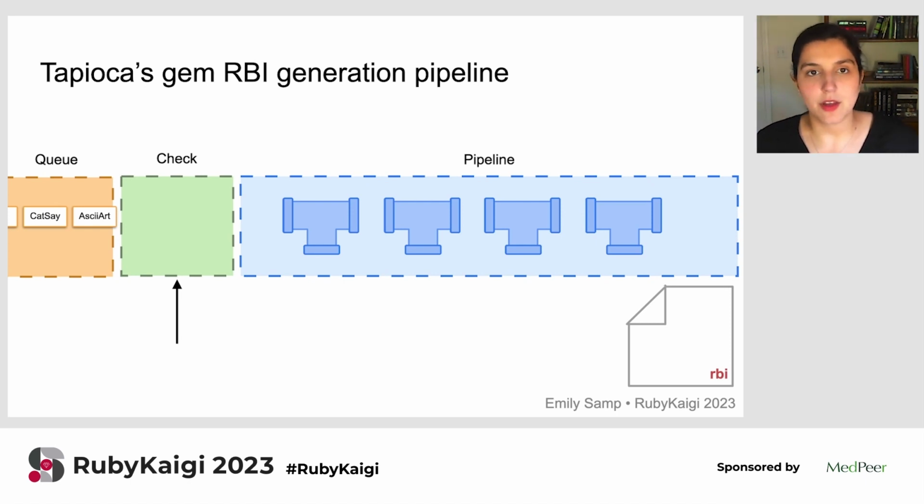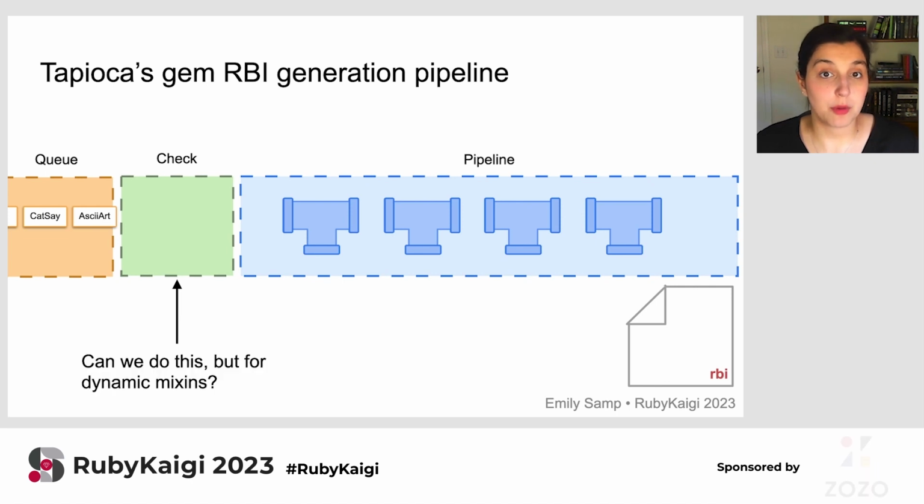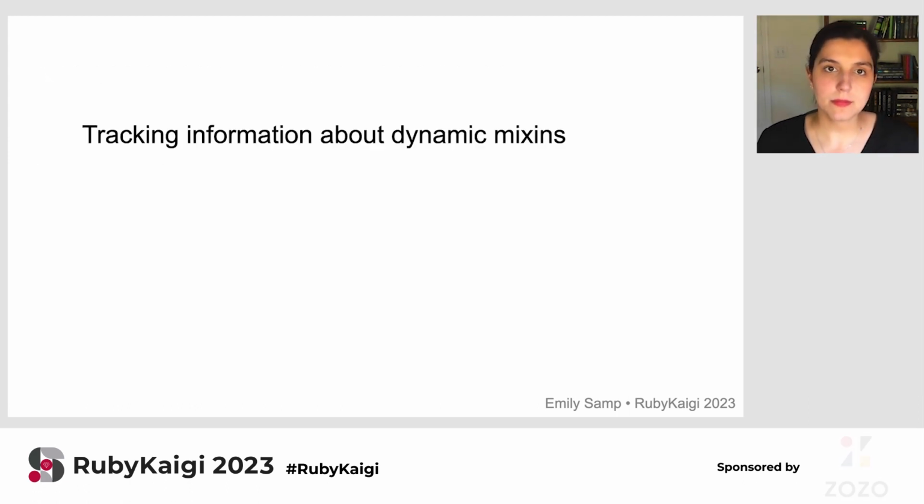Well, my team and I thought, what if we could do something similar for mixins? What if we could figure out whether a dynamic mixin occurred in the gem that's currently being processed? If so, we can generate RBI for it, even if it involves a constant that was not originally defined in the gem itself. Of course, Ruby doesn't have a convenient method that would allow us to access this information.